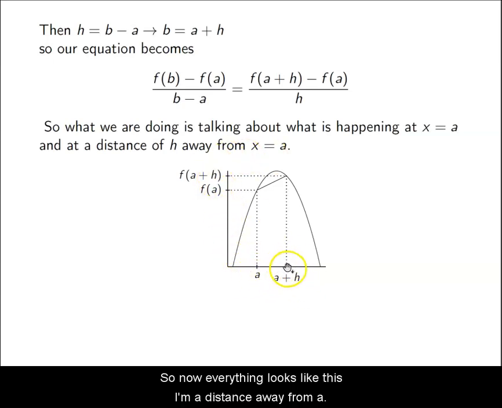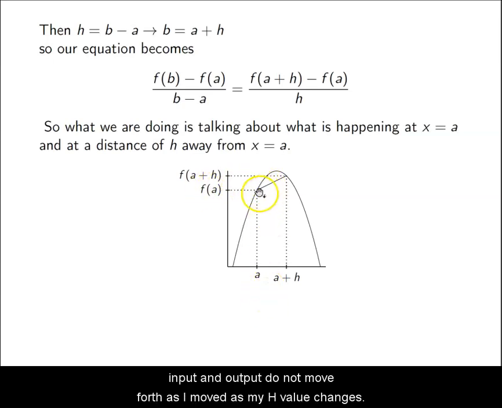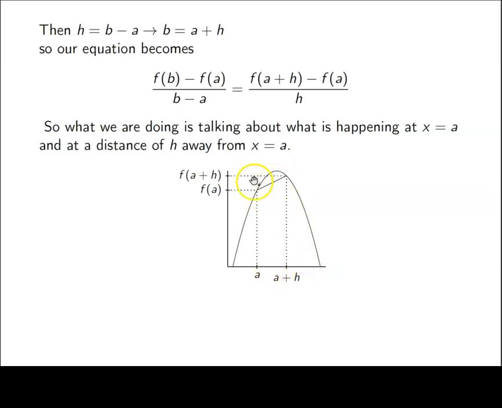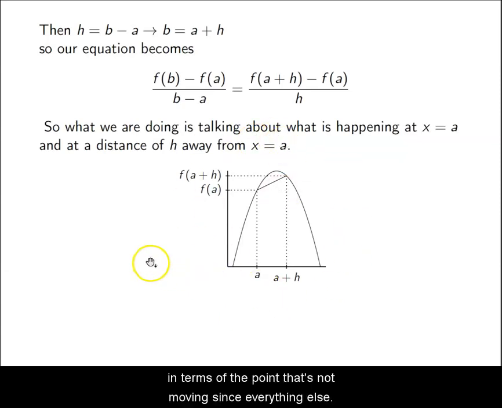I have A, I'm a distance away from A. This is my output at A, which stays fixed. This point, this input and output, do not move. But as I move, as my H value changes, my output value will change as well. So I'm going to just really talk about it as what's happening to the distance away from A. So as H gets bigger or smaller, this output is going to move along this curve, but A stays fixed. So again, I'm really just rewriting everything in terms of the point that's not moving, since everything else is moving.